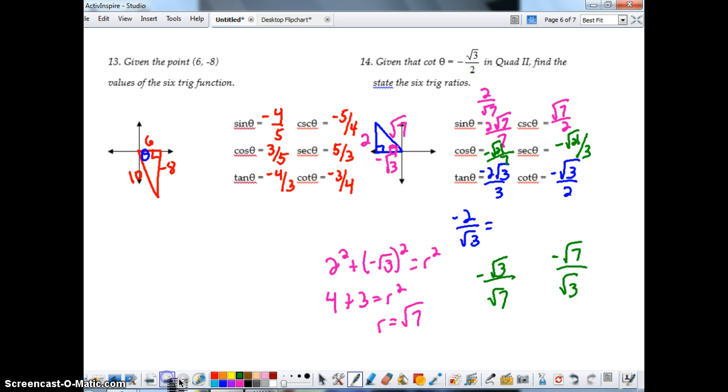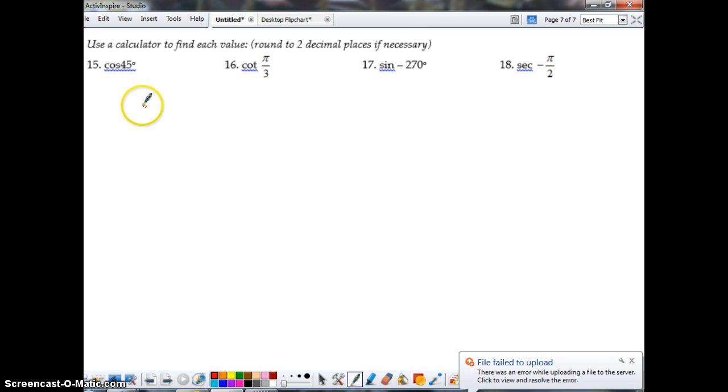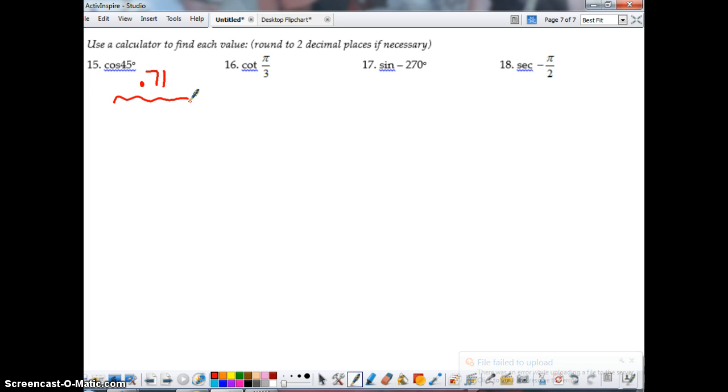All right, the last 4 problems here, you're going to be plugging into the calculator. Make sure you're in degrees for number 15 and number 17, and radians for 16 and 18. So you plug them in, cosine of 45 degrees. It says round to 2 decimal places, so I prefer to round to 3 decimal places, so I'll do it both ways here. So 2 decimal places is 0.71. I would prefer that we round to 3 decimal places and make that 0.707. All right, I'll just jump to 17 since you're going to do that in degrees next.